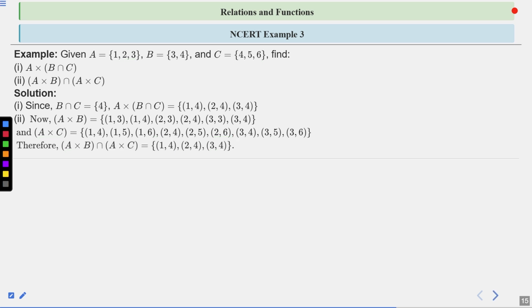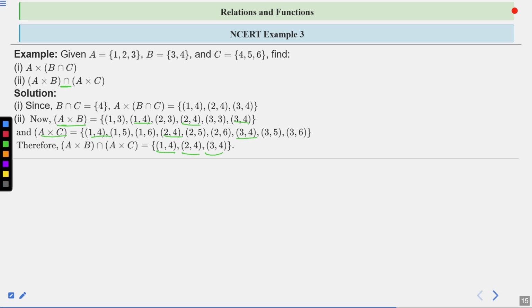Now, what you have to answer is simply the intersection of A cross B and A cross C. Intersection means you have to pick the common pairs from both sets, A cross B and A cross C. So what are the common pairs? (1,4), (2,4) as you can see, and (3,4). Clear? So you have just 3 elements in the intersection.